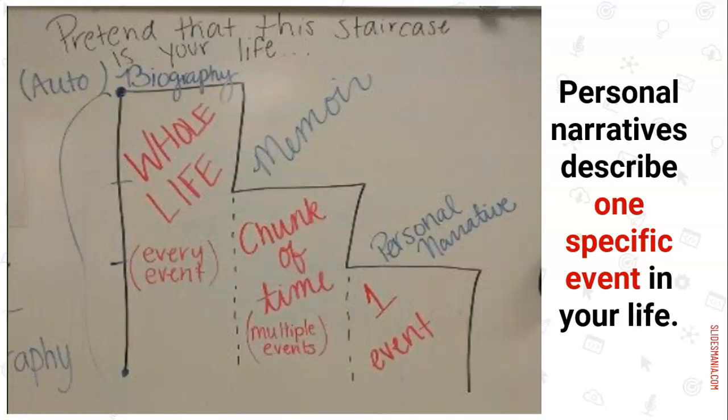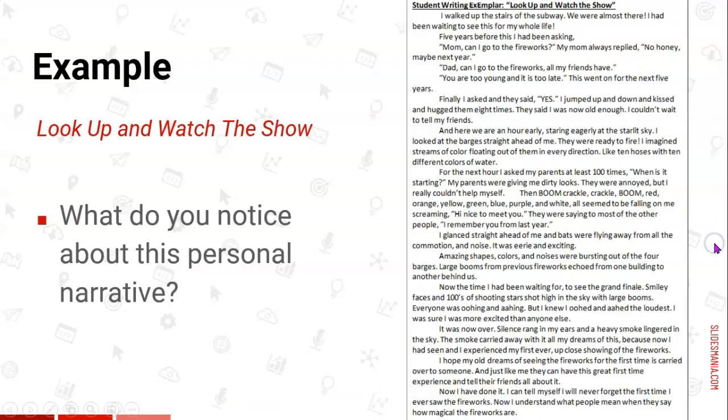Personal narratives are different than a biography, and they're different than a memoir. A biography is your whole life, every event that happens in your life, up to the point where the biography is written. A memoir covers one particular chunk of time in your life. So, for instance, a memoir might cover just your childhood, or just elementary school, or just middle school. But it still covers more than one event. A personal narrative is much smaller. A personal narrative only covers one specific event that happened to you. It's the story of one particular moment in your life.